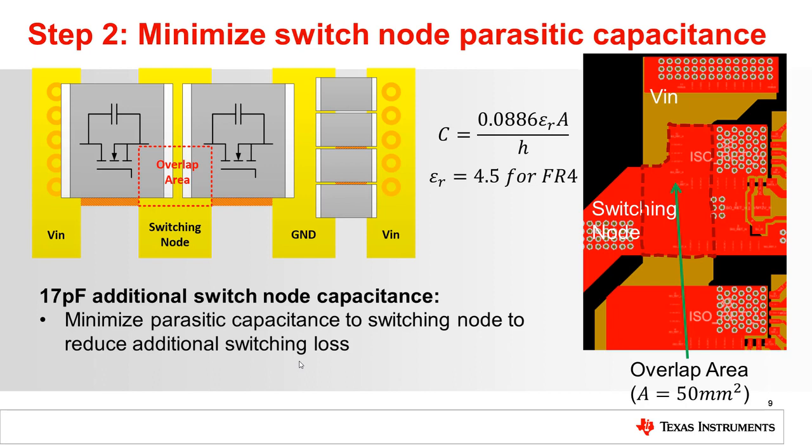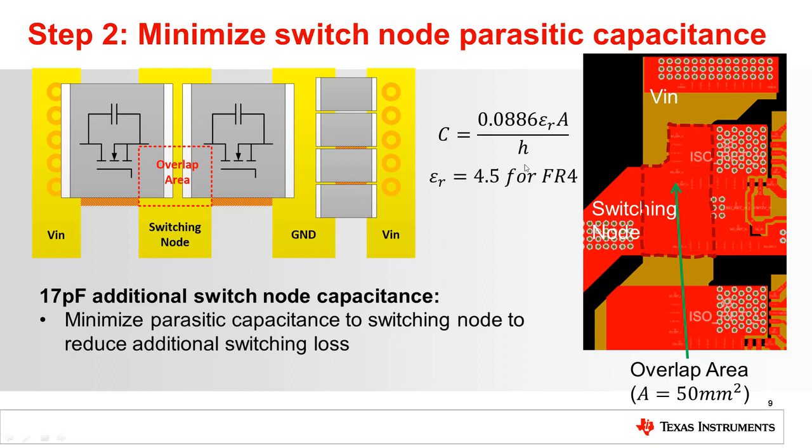Step 2 is to minimize the switch node parasitic capacitance. The switch node capacitance will essentially be added to the output capacitance of the FET. Since the output capacitance of the GaN is very small, the effect of adding parasitic capacitance will be pretty significant.